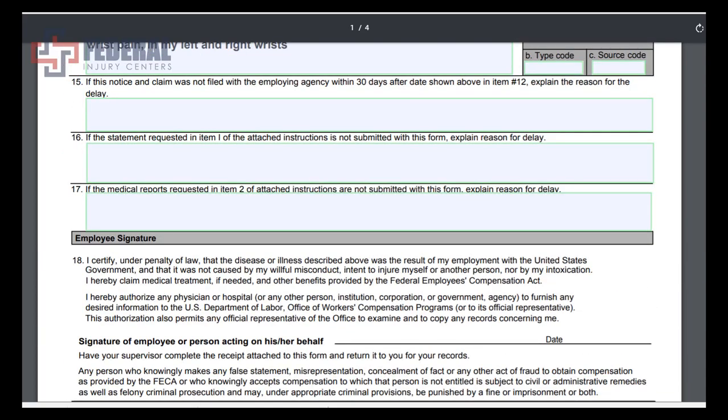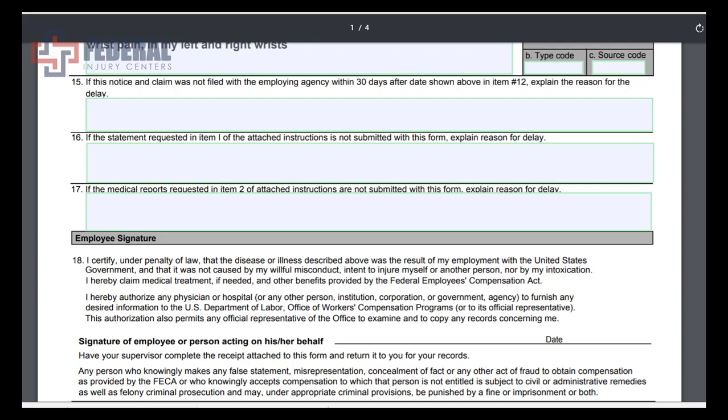If the medical reports requested in item 2 of the attached instructions are not submitted with this form, explain the reason why. It's not 100% necessary to have the medical reports submitted with this form because they can't be submitted to OWCP anyway without the claim number. In fact, at the point of submission, you won't have the claim number either. So please go ahead and ask your doctor for a CA20, which will suffice for submission of this form and satisfy question 17. However, if you do not have a CA20, all you have to put in question 17 is not yet completed, and that will satisfy that for that moment.